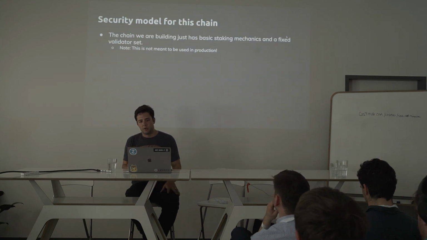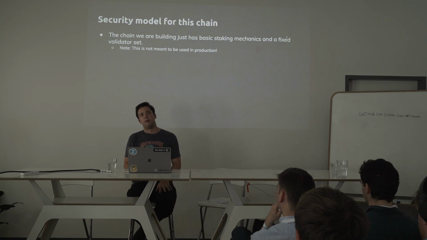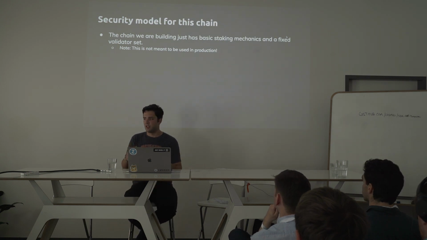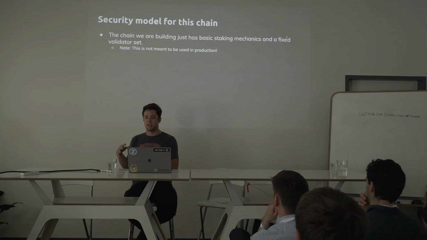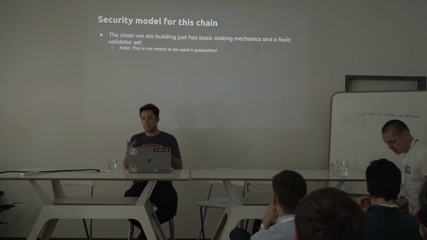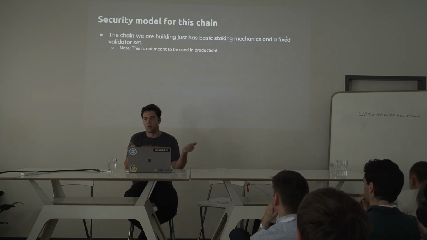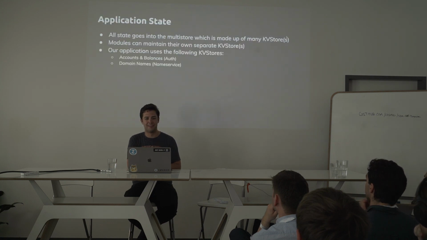So one thing I do want to note is the security model for this chain. The Cosmos Hub is a full proof of stake chain. It has all of these various incentives that are meant to keep it safe. This chain we're building is just baking in basic staking mechanisms and essentially a fixed validator set. So this is not meant to be used in production. This is just to show you how to build an application. And you could easily add these other modules and make it into more of a production application, but that's an exercise left up to the reader.